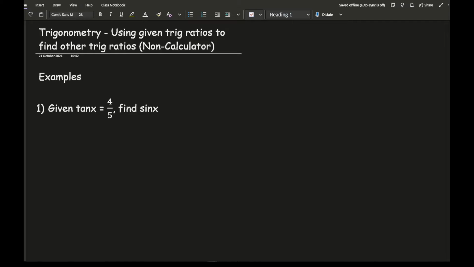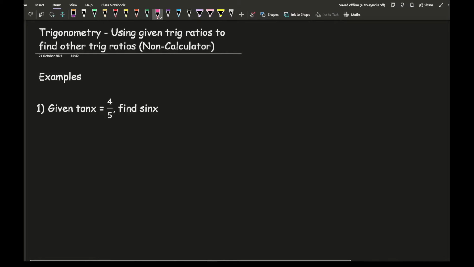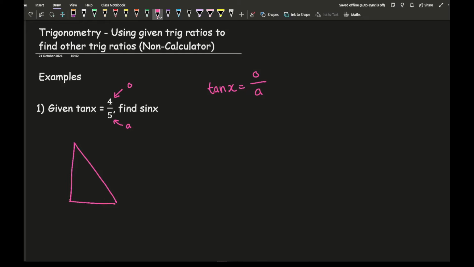Well, the important thing for this is to remember what tan x actually represents. So when we use tan, we know that tan x equals the opposite over the adjacent. So that therefore means that the opposite is going to be 4 and the adjacent is going to be 5, if we imagine that we've got a right angle triangle, which I'm just going to do a little sketch here. So this is going to be x, this is my opposite, this is my hypotenuse, and this is my adjacent.